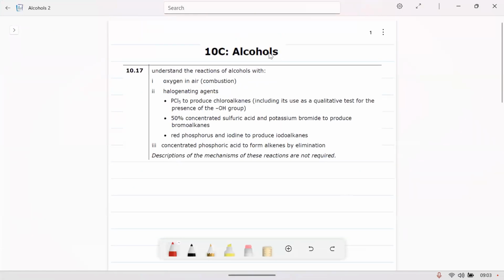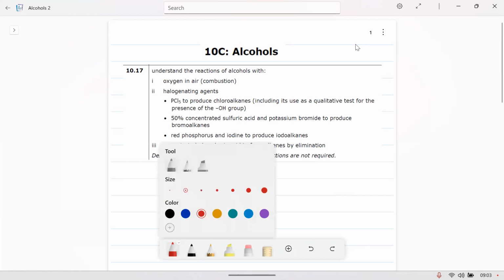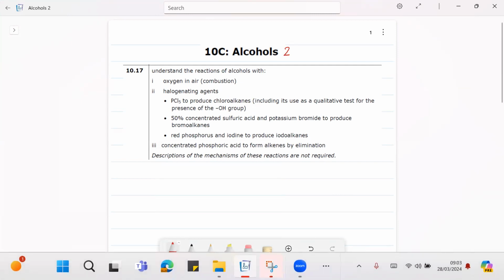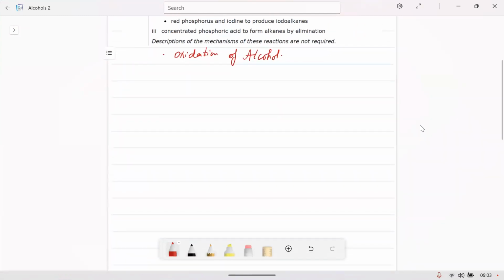Okay, so in this video, we will talk about the reactions of alcohols. In the first video, we already talked about the naming of the alcohols, the isomerism in alcohols, and the physical properties of alcohol. Now we move on to the reactions. These are some of the reactions. In addition to this, you will also do the oxidation of alcohols. So these are the reactions that we need to know. So let's just start with the reactions.